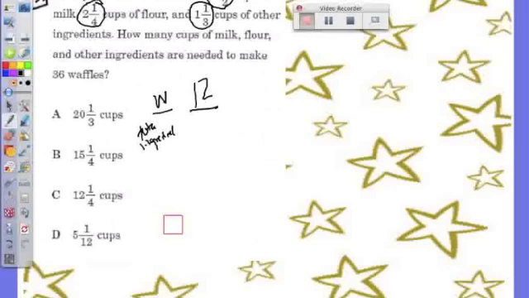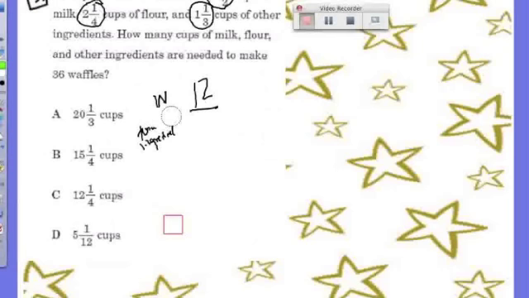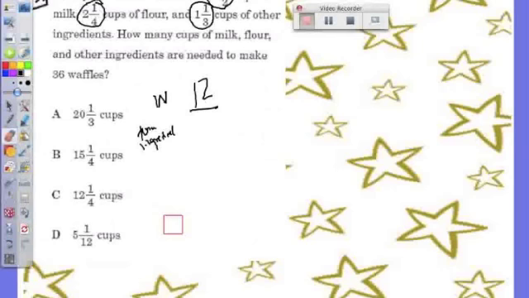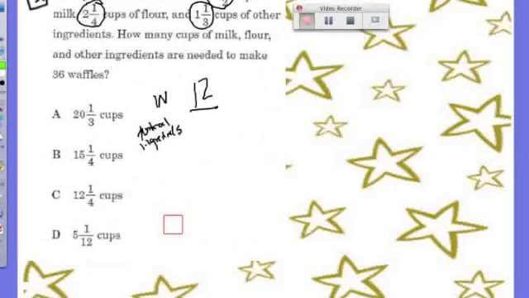Actually, let me go ahead and erase all this right here. These are your labels. Label, label, label. There's your total ingredients. All right, so you'll figure that out. And then you need to make 36 waffles. So you're going to figure out what are the total ingredients. T.I. All right. And then once you get your answer, guess what you can do?